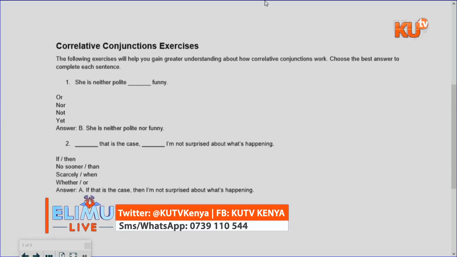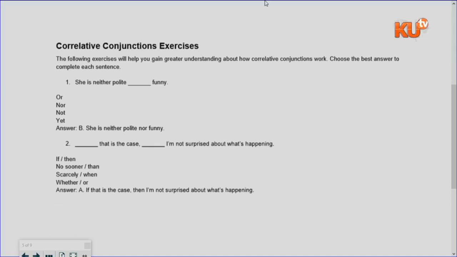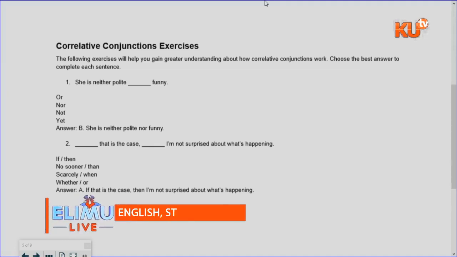So, students, can you remember what we talked about? Neither is used together with nor, to mean she is not polite and she is also not funny. She is neither polite nor funny. So the correct answer there is B, which is she is neither polite nor funny.